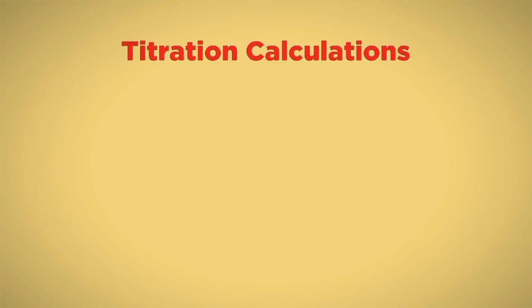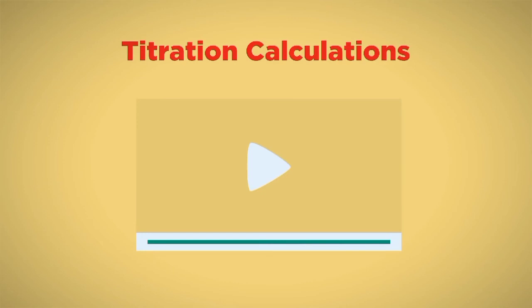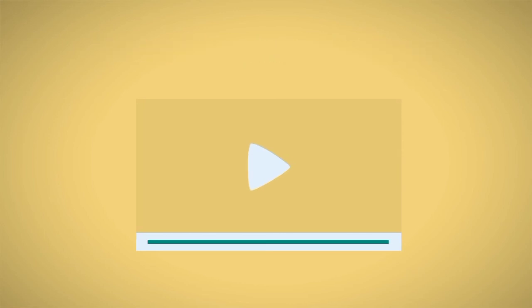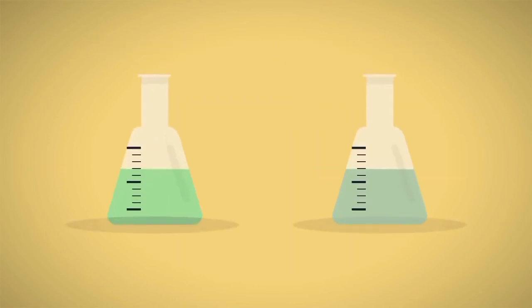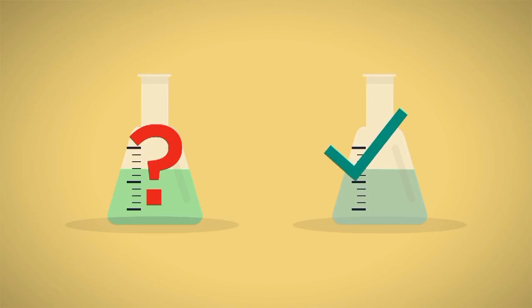So if you've carried out the titration a few times and have consistent values, you can move on to the titration calculation. Watch the second part of this video to see how to do the calculation to work out the actual concentration of the unknown solution. All you really need to remember is that titration is used to work out the concentration of an unknown solution when you know the concentration of another solution.